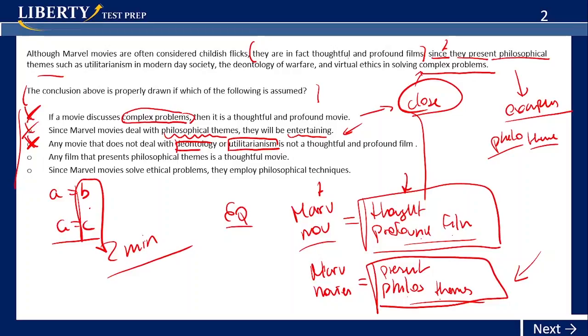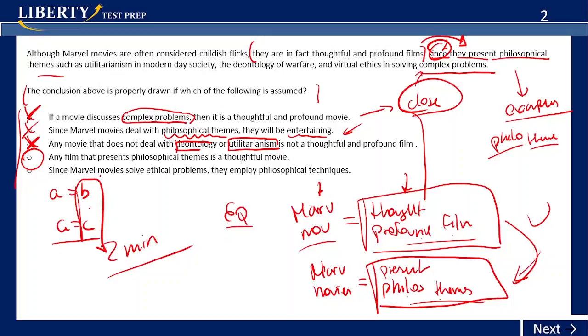Now, letter D. Any film that presents philosophical themes is a thoughtful movie. That's what we have here, so that's the answer. You see the link, right? They say the movies are thoughtful. Why? Because they present philosophical themes. So the moment a movie presents a philosophical theme, then it becomes a thoughtful movie.